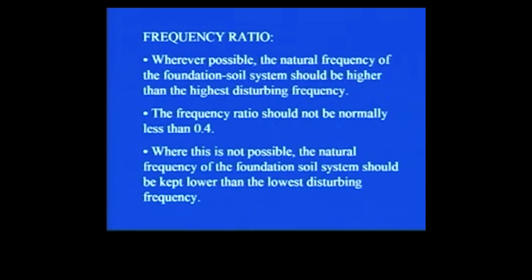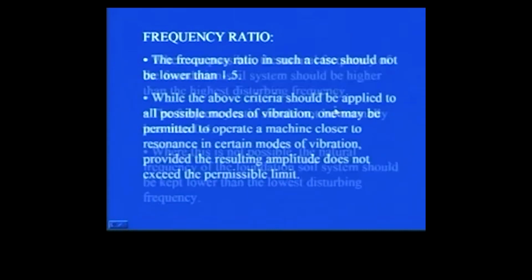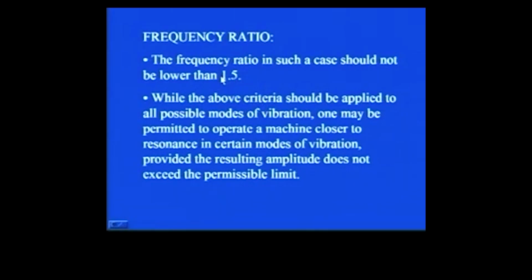So, in case the natural frequency of the foundation system is higher than the highest disturbing frequency, the frequency ratio should normally be less than 0.4, and in the other case the frequency ratio should be lower than 1.5. While the above criteria should be applied to all possible modes of vibration, whether it is translation or rotation about either of the axes, one may be permitted to operate a machine closer to resonance in certain modes of vibration, provided the resulting amplitude does not exceed the permissible limit.